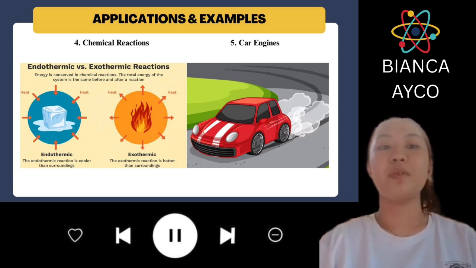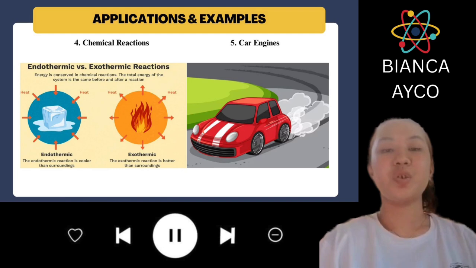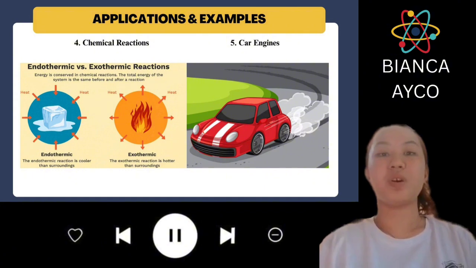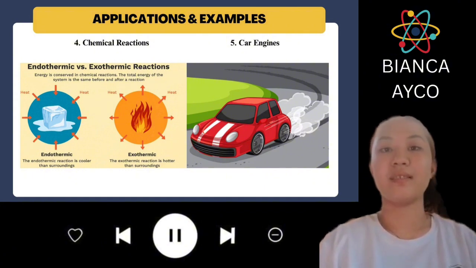Example number five is the car. A car uses an engine that burns fuel to create energy. This process follows the first law of thermodynamics, which states that energy is always conserved. It can't be created or destroyed, only changed. In short, the engine converts fuel's energy into motion, but some energy is always lost as heat.